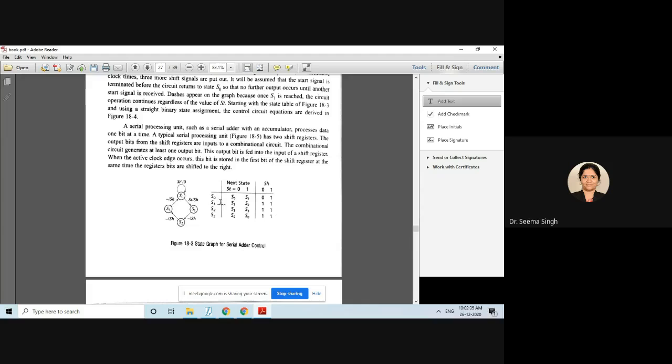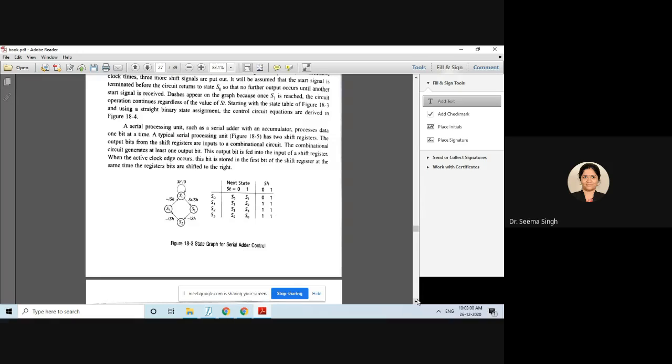So what you can see here, when it is at S1, after that it goes to S2, and the start signal, because it is a dash here for the rest of the 3 state changes. Dash means it will work for both 0 and 1, so it becomes a don't care. Start signal becomes don't care after it reaches state S1. So it goes to S2, S3, and finally to S0. So this is the state graph of the serial adder control.